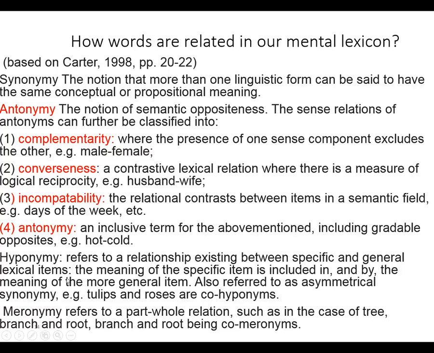Hyponymy refers to the lexical relationship existing between specific and general lexical items. For example, roses and tulips are co-hyponyms of the hypernym flower. We also have meronymy, which refers to a part-whole relationship, such as in the case of tree: we have branch and root, a branch and root being co-meronyms. They belong to the word tree, because they are parts of a whole. You understand?